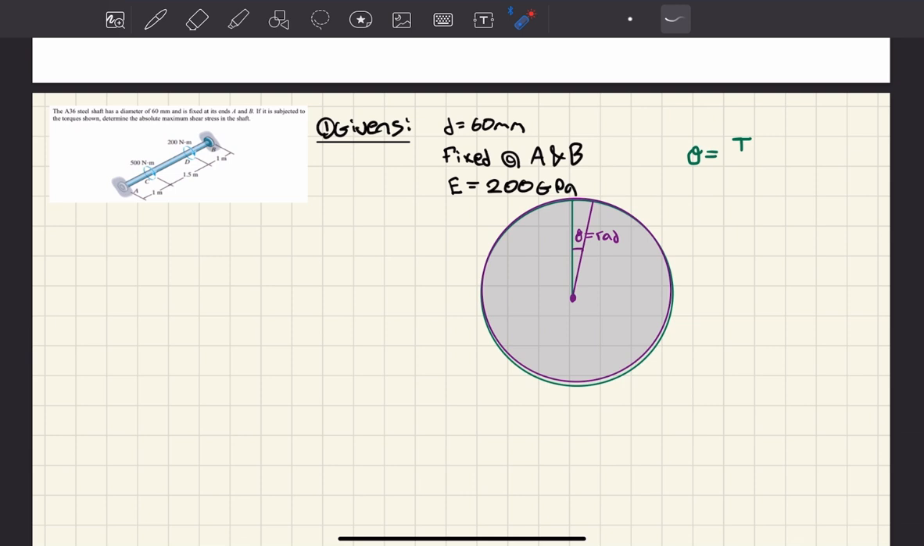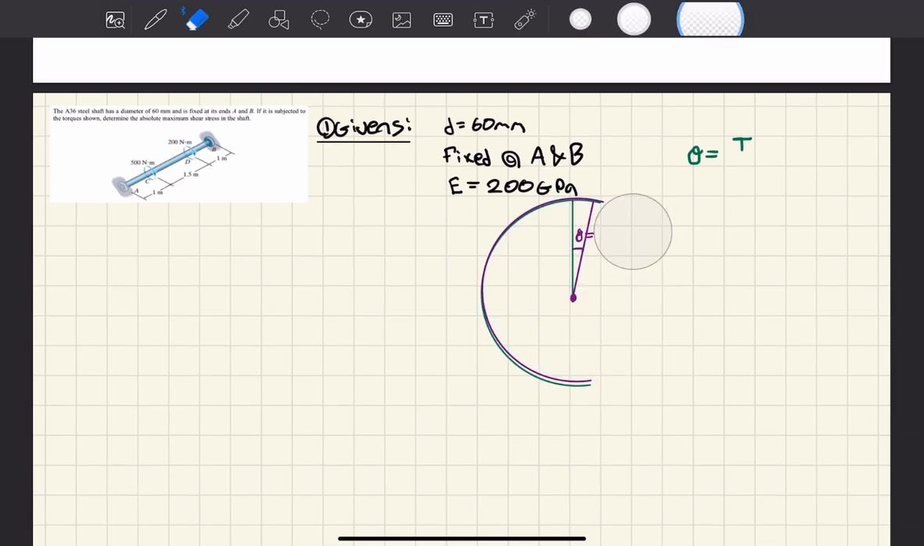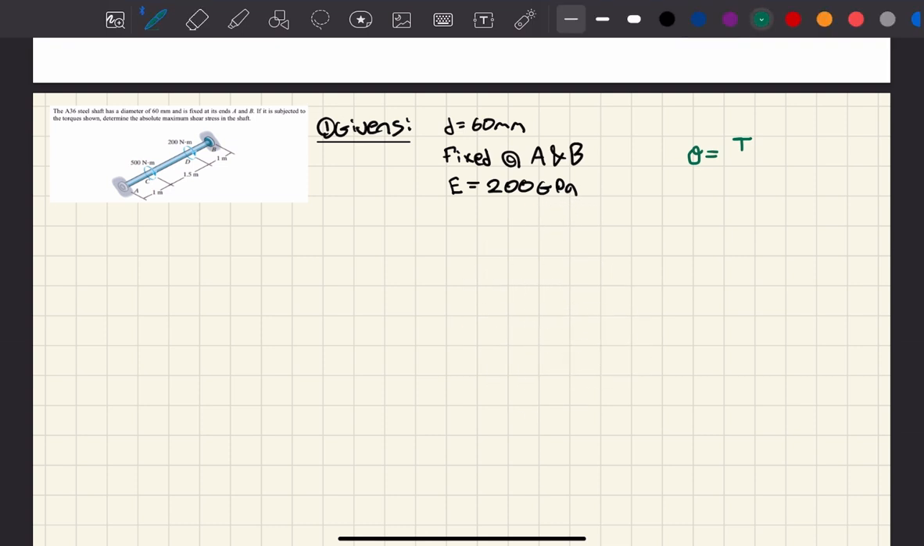Obviously, even this is exaggerated. We'll have very, very small values, but that is the idea. So hopefully you get it. This is basically a deformation, but in angle form. So my angle of deformation in radians, remember that. You deserve to get it wrong if you put it in degrees, to be honest.